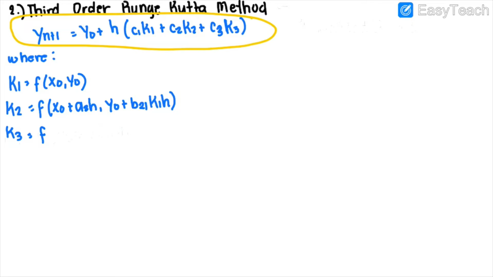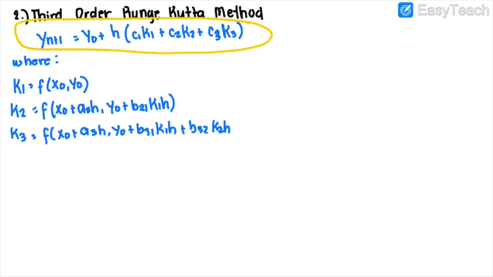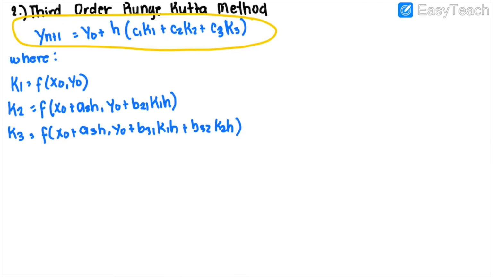The k1 and k2 are the same under the general form of the Runge-Kutta third order method. But for k3, we will now be solving k3 as the function of x naught plus the constant value a3 times h, and y naught plus b31 k1 h plus, this time involving the third order, b32 k2 times h, which serves as our third solution.